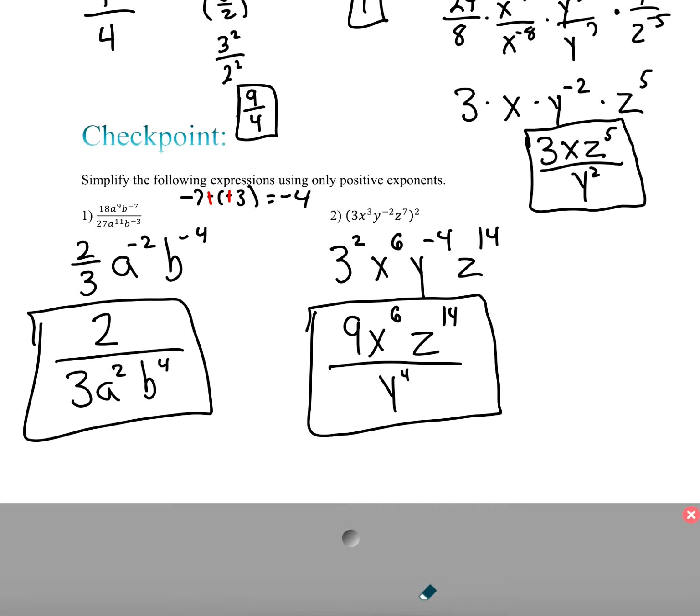And with 2, you want to just raise each factor inside of the parentheses to the second power, which is what you did. So you're multiplying 2 by the 3, the negative 2, and the 7. And also make sure, this is a key mistake I see here, to raise that 3 to the second power. I see a lot of people forget to raise that coefficient to the power. So make sure you raise the 3 to that power.